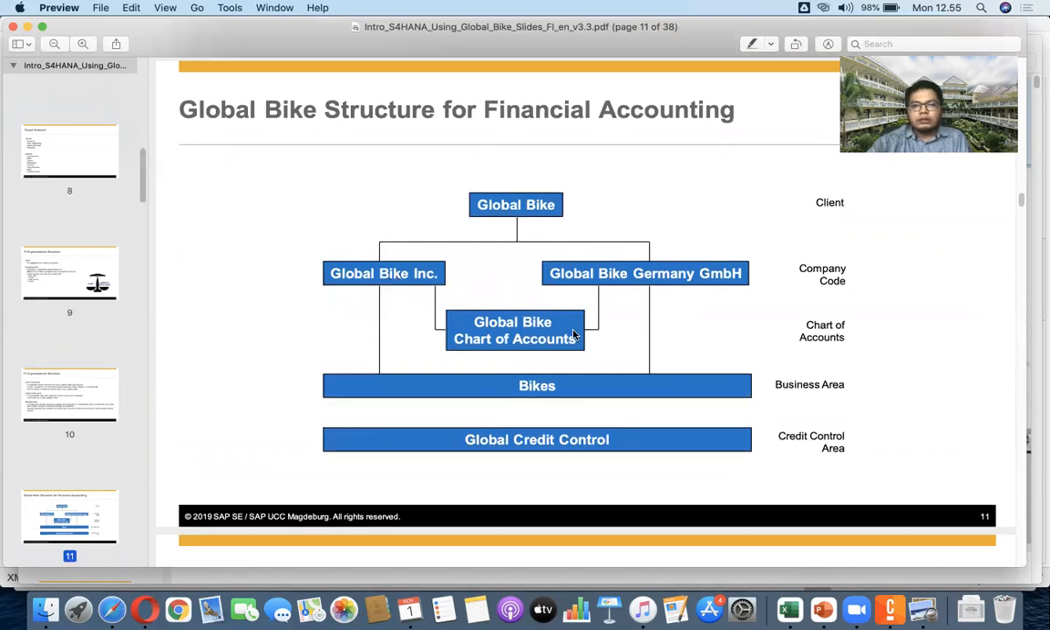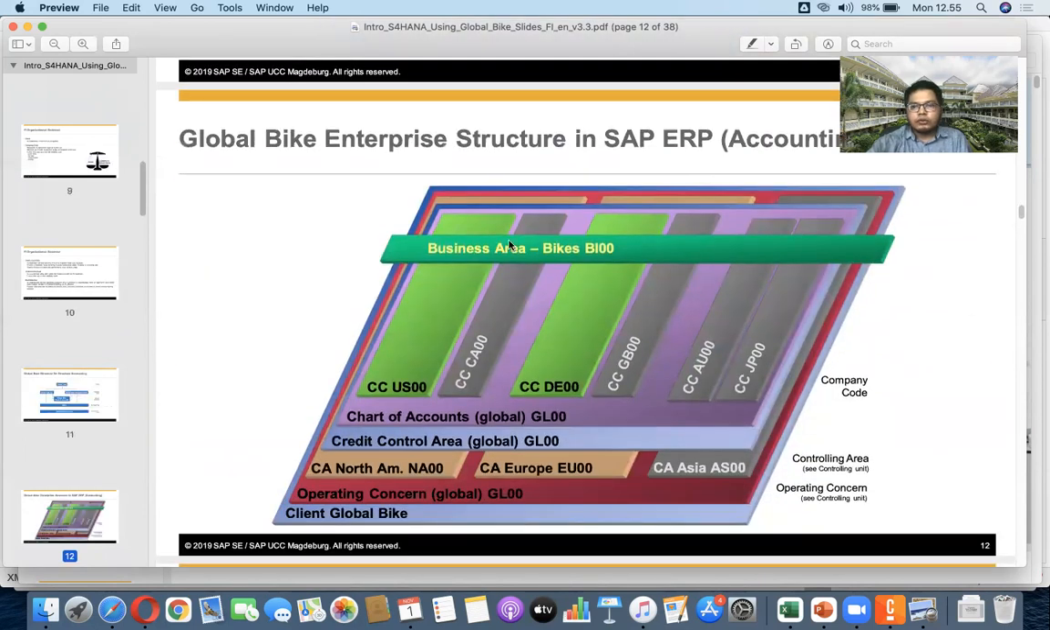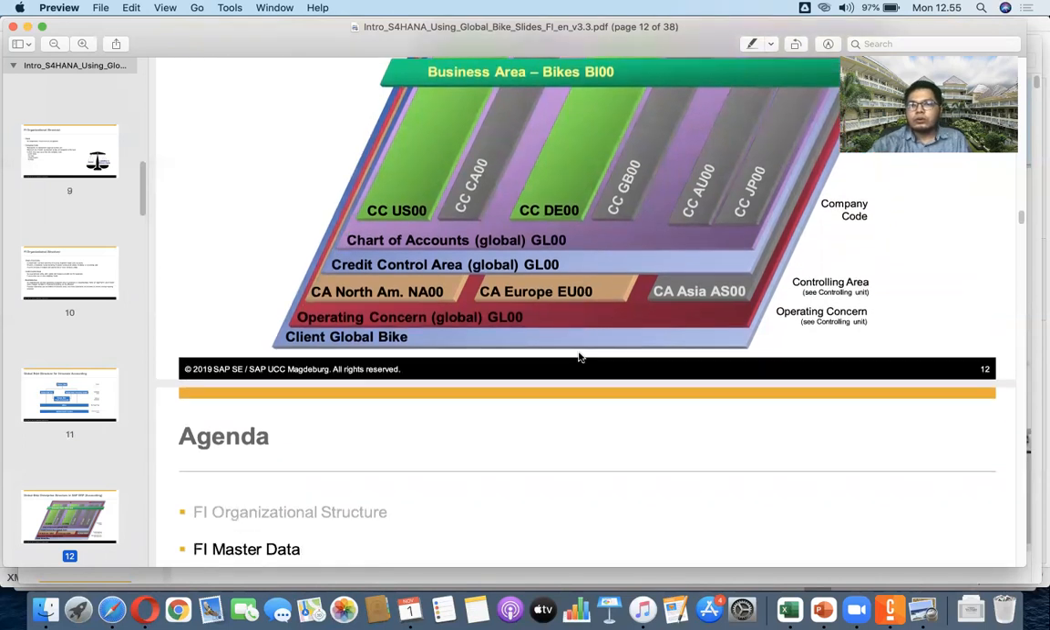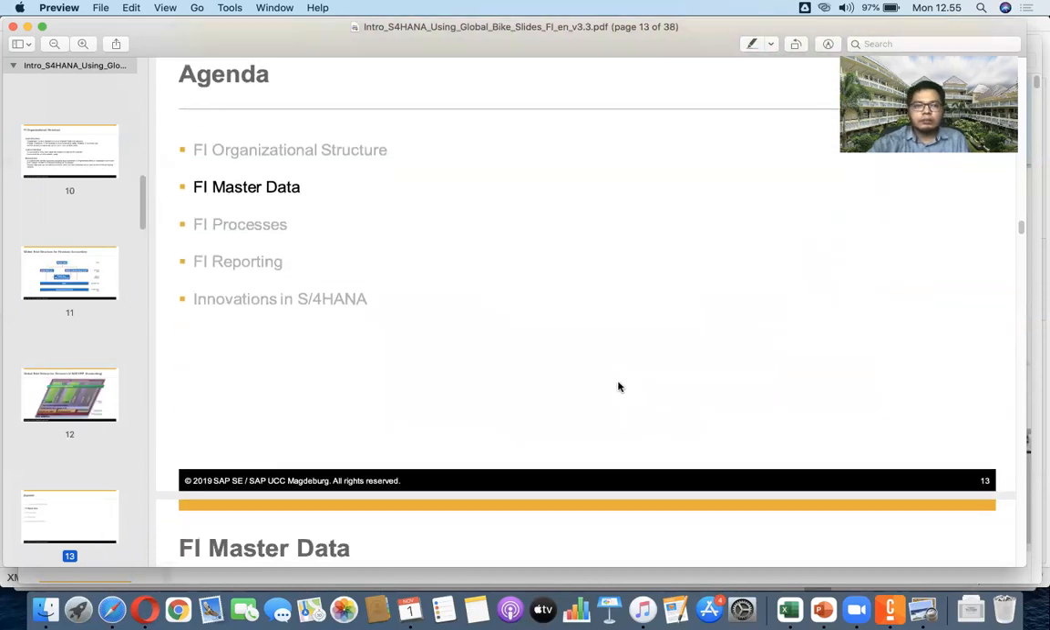As you can see, there is a global chart of account. They use the same chart of account and business area for bikes, and a global credit control. Almost all of this is using the same. Even from different branches, for the global company, they have the same credit control area policy, chart of account policy, etc. Finance needs to be the same because finance is the core infrastructure function within an enterprise.